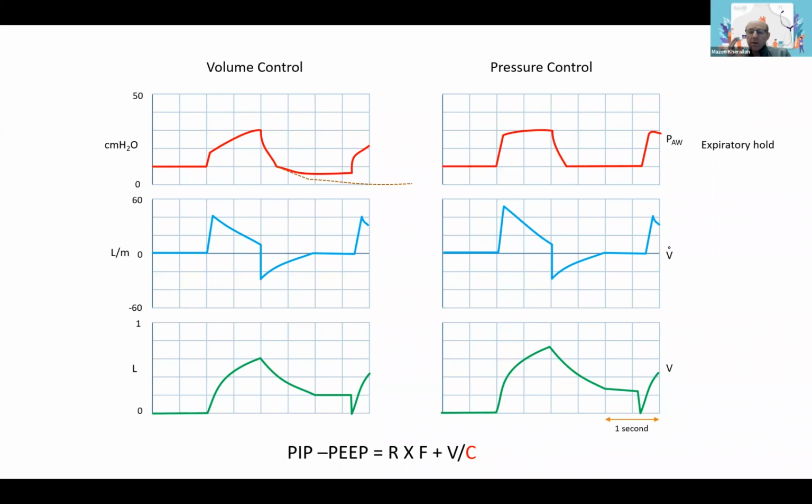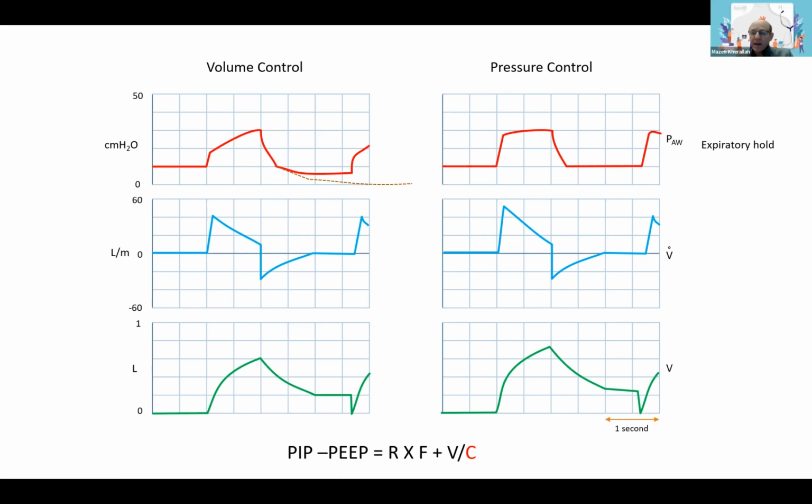If you are on volume control mode of ventilation, this volume is fixed. The machine is going to deliver 500. Since the compliance is improved, the pressure is going to be less. And that's what you see here. The pressure is decreased.